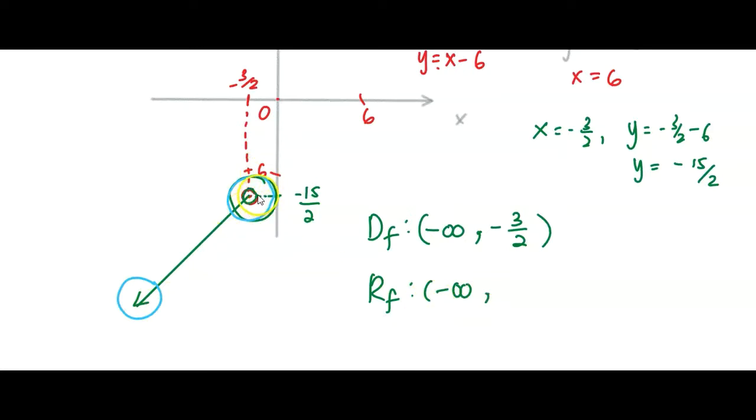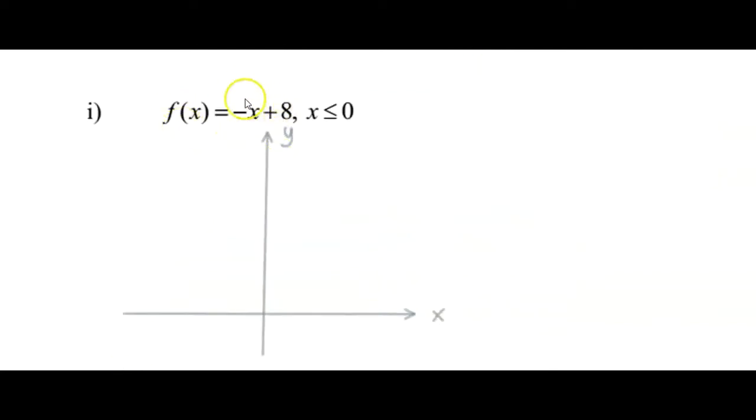The highest point has the y value of negative 15 over 2, right? So this is the negative 15 over 2. We close it with the open bracket. So this is the domain and the range for this function.